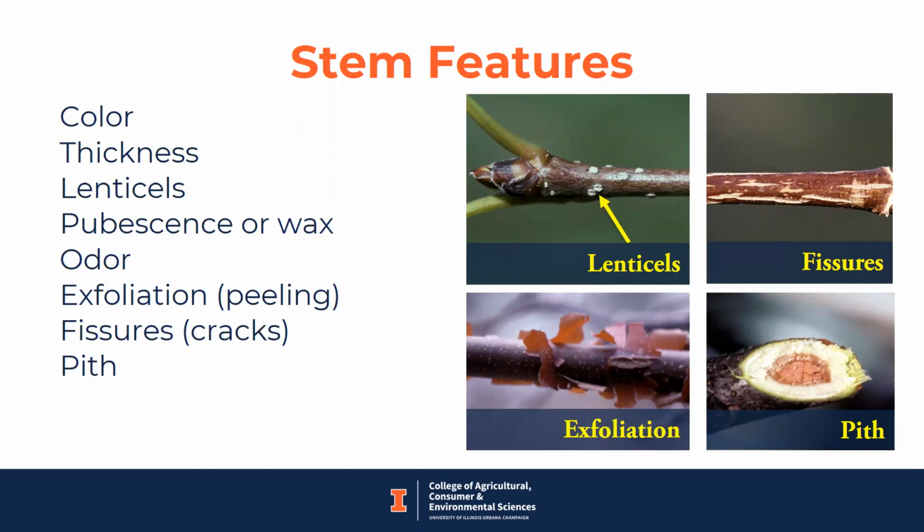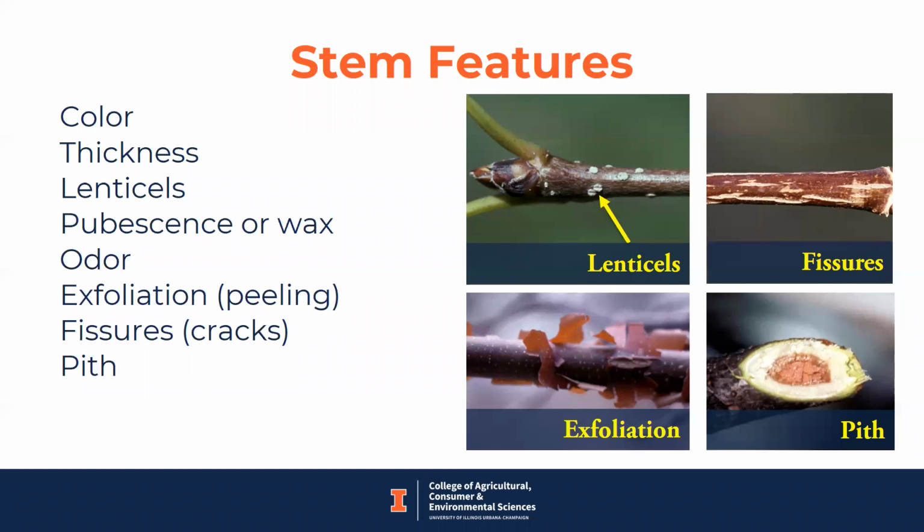One of my favorite ones is the sweet birch, Betula lenta. If you scratch the stem on that plant, it has a very nice wintergreen aroma to it. So if you find a sweet birch, try it. It's kind of surprising when you smell that. Other trees might have some noticeable exfoliation occurring where the bark is peeling off. They might have fissures and cracks, which are essentially cracks on the stem surface.